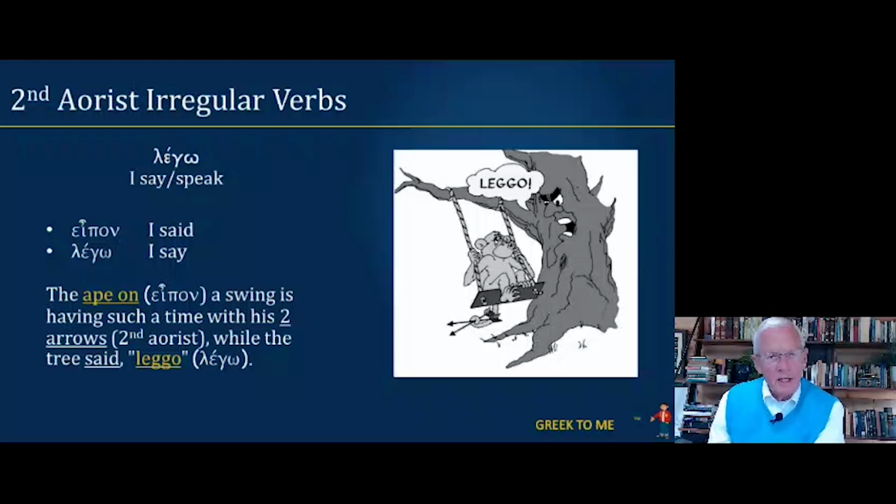Lego, I say or I speak. The second aorist is eipon. That's going to be a high frequency word in the Greek New Testament. So here we have a picture of an ape for eipon, so eipon. He's on a swing. He's having such a time with his two arrows while the tree said lego for the verb lego. So ape on a swing said lego.